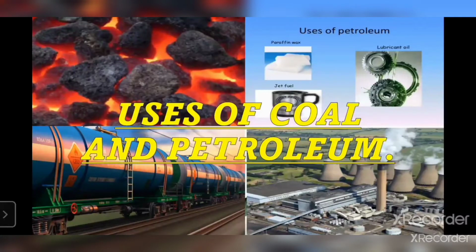Second is lubricants. Lubricants which are derived from petroleum are used in many types of machines in almost all the industries. In the agriculture field, petroleum is used in the production of ammonia, which is used as a source of nitrogen in agricultural fertilizer. Petroleum is also used in many domestic uses such as detergents, Vaseline, wax, etc. Likewise, there are several uses of coal and petroleum.